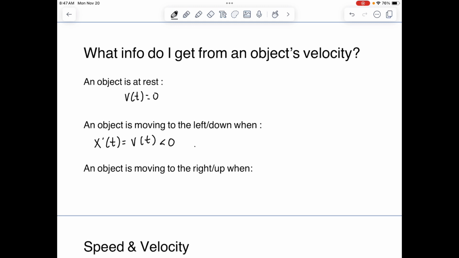And so essentially that means that when the velocity is negative, our object is moving left or down. So remember, velocity has a vector to it. And so if it's negative, that doesn't mean it's slowing down or anything. If it's negative, that means it's moving left or moving down. And then likewise, if the derivative of position, aka the velocity, is greater than 0, if the vector is positive, that means the object would be moving either to the right or up, depending on the situation you're working with.